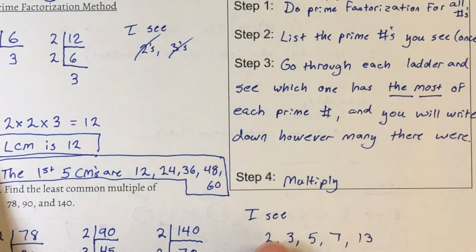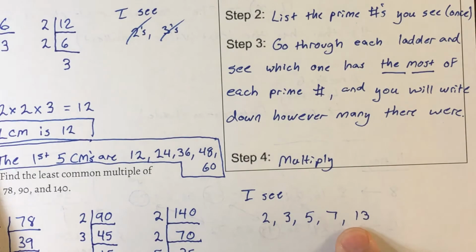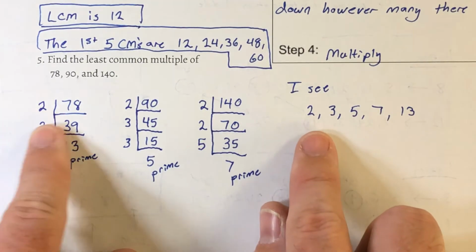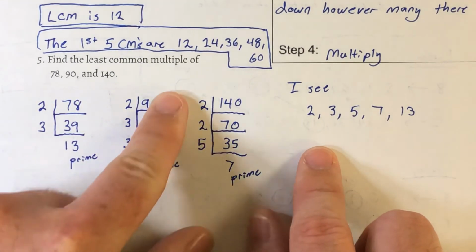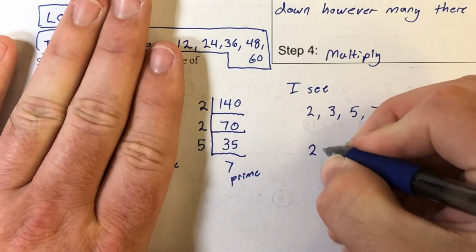Which one has the most 2s? Which one has the most 3s? Which one has the most 5s? Which one has the most 7s? Which one has the most 13s? And I'll write down however many the winner has. Okay, which one has the most 2s? Winner, it has 2 2s. Write them down.